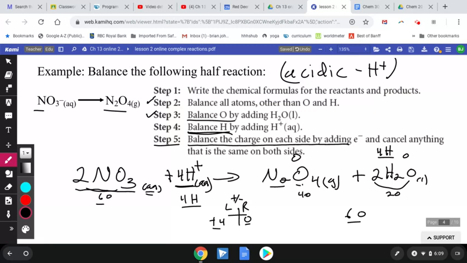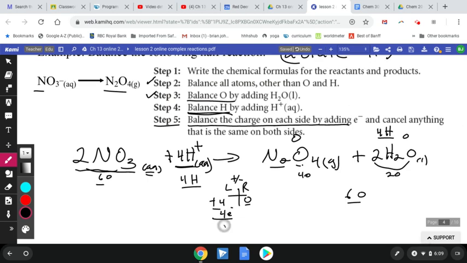In this case, the left is more positive. So I need to add 4 electrons, or 4 minuses, to get to a charge of 0. So 4 electrons, and that is a balanced complex half reaction. They don't really get much harder than that. So if you've got that process down, great.